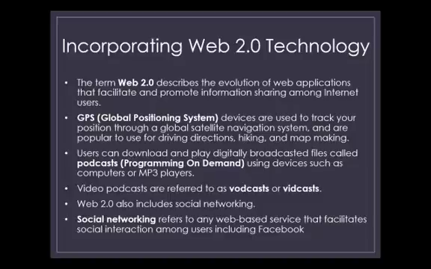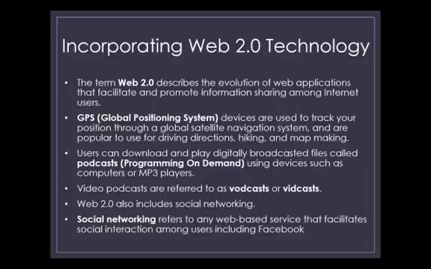The term Web 2.0 describes the evolution of web applications that facilitate and promote information sharing among Internet users. These applications not only reside on computers, but on cell phones, cars, portable GPS devices, and in-game systems. GPS refers to Global Positioning System, and these are devices that are used to track your position through global satellite navigation, and they're popular for driving directions, hiking, and map making.